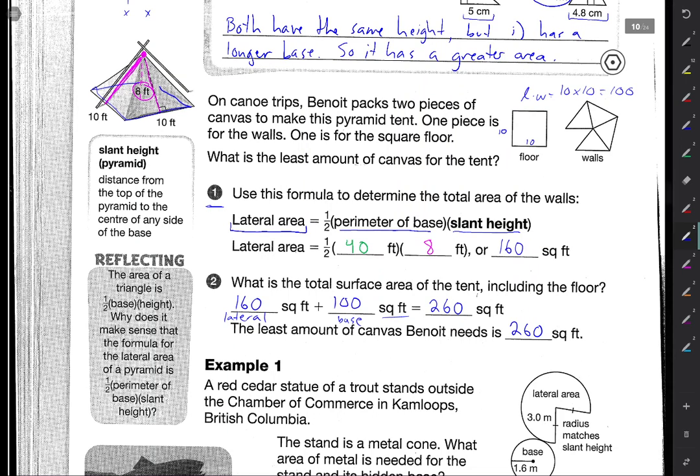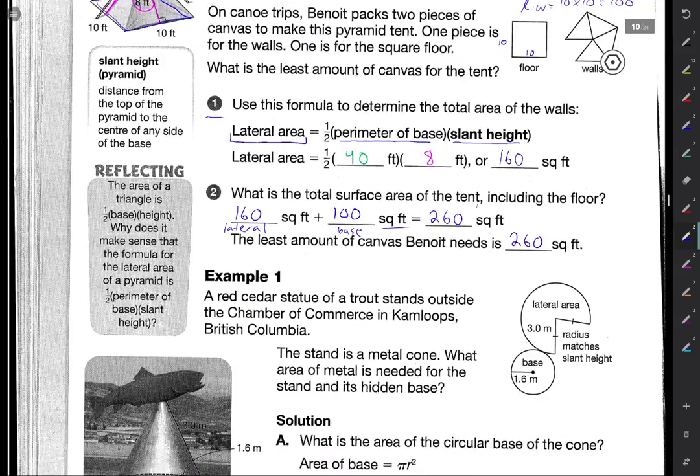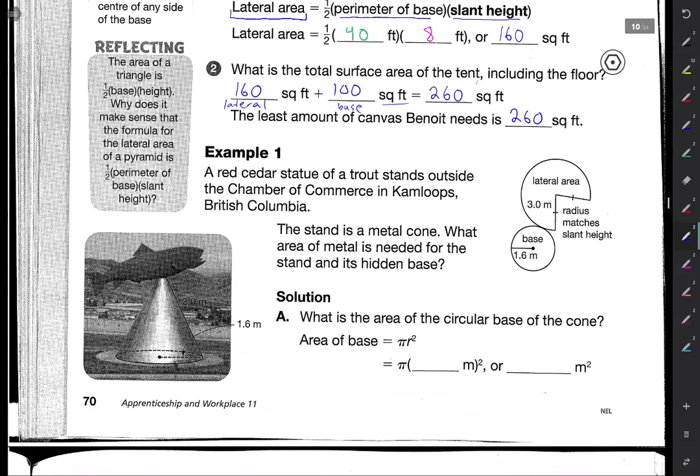Next, let's look at this example here. A red cedar statue of a trout stands outside the Chamber of Commerce in Kamloops, British Columbia. The stand is a metal cone. What area of the metal is needed for the stand and its hidden base? So you can see in the diagram off to the side here, we have a cone that this statue is on. So let's start by finding the area of the circular base of the cone.